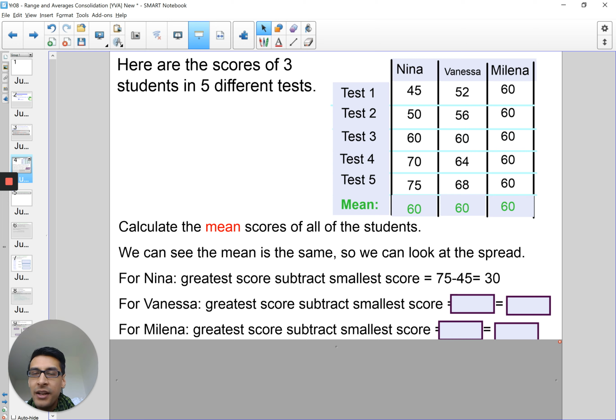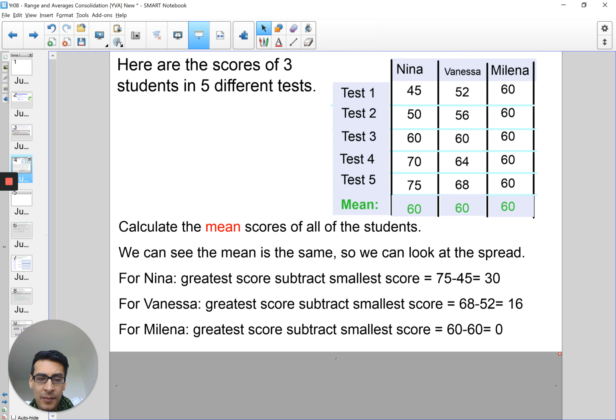Okay, so Milena was very easy to work out because her score doesn't change, 60 for all of them, so the range is going to be 0. But going back to Vanessa, you can see the highest score is 68 and the lowest score is 52. So she's continuously improving. Well done, Vanessa. And her range is 16. So you can actually see that we can describe data not just using mean, median, and mode, but the range might be important as well.